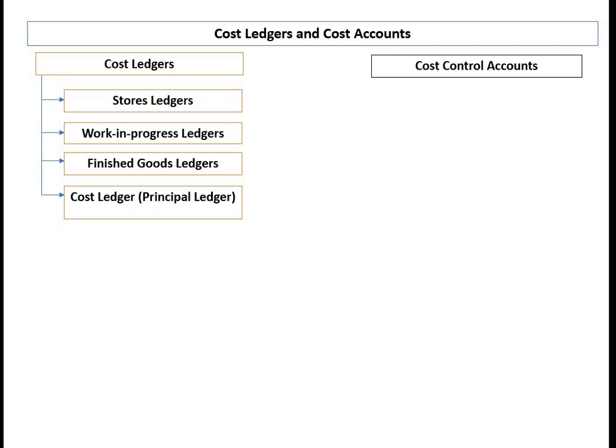Work in progress is your factory where goods are being produced but are still in the pipeline, still in production, still on an assembly line. And finished goods are the goods that have been converted from raw material to finished goods. And the cost ledger includes all kinds of expenses plus your store ledger expenses, which are ultimately transferred to the cost ledger. This is the principal ledger. Even your overheads are also recorded in the cost ledger.